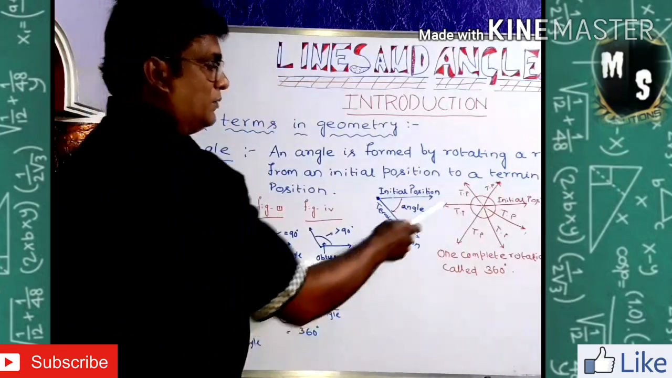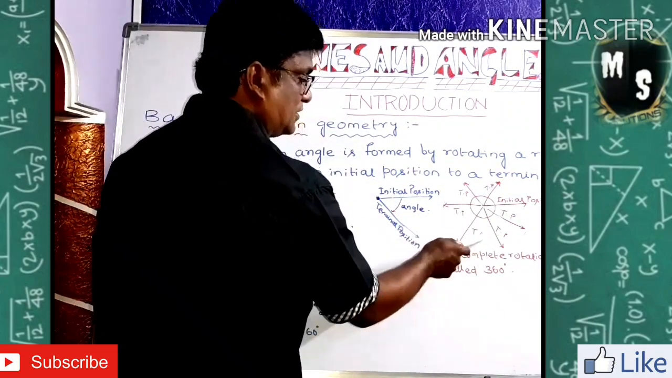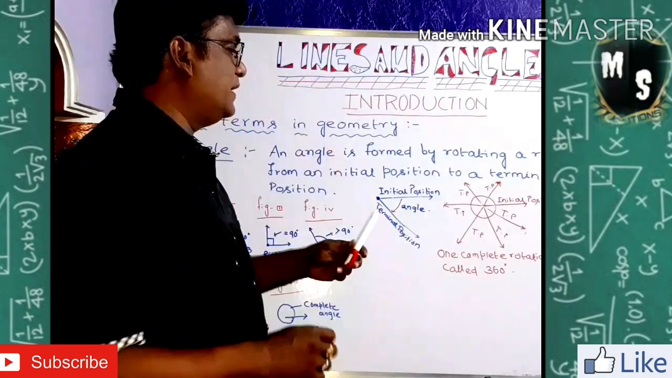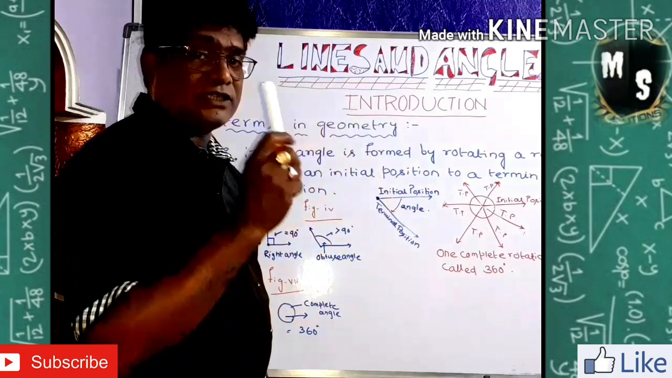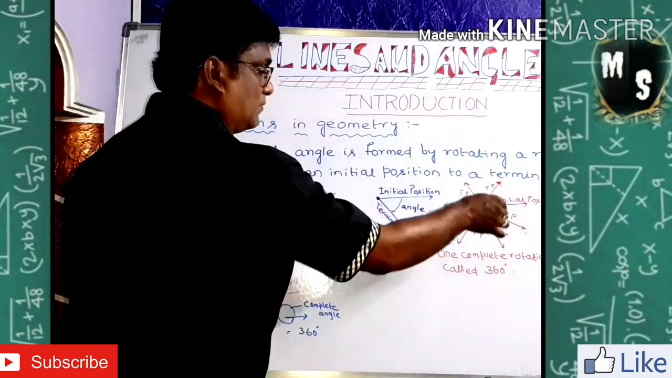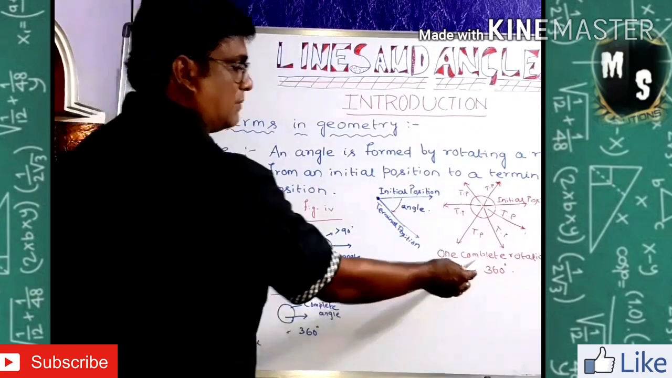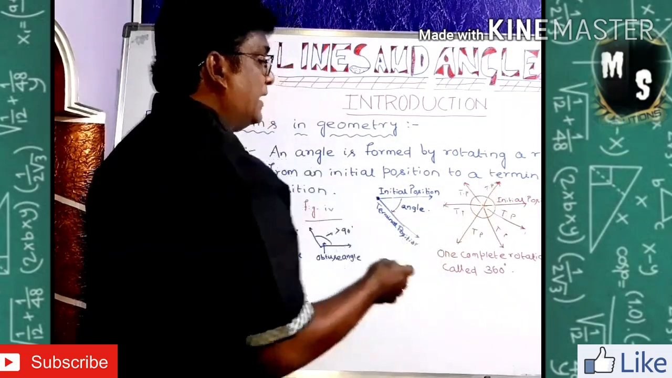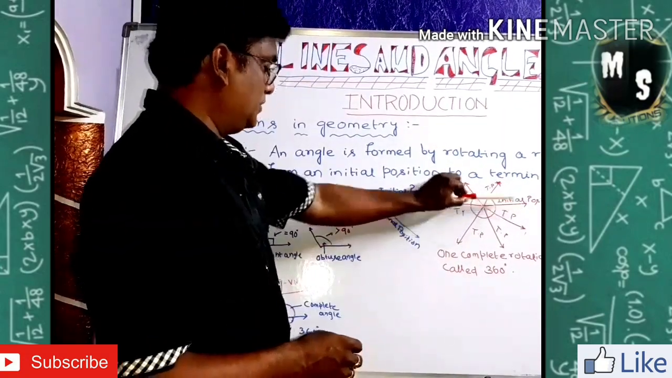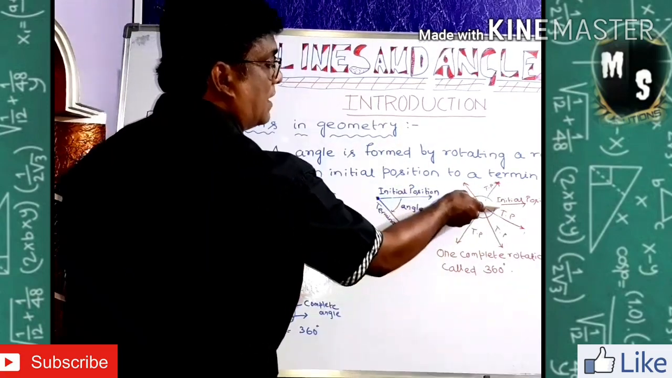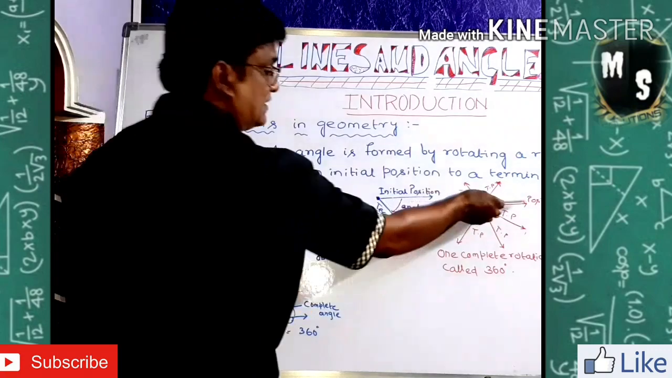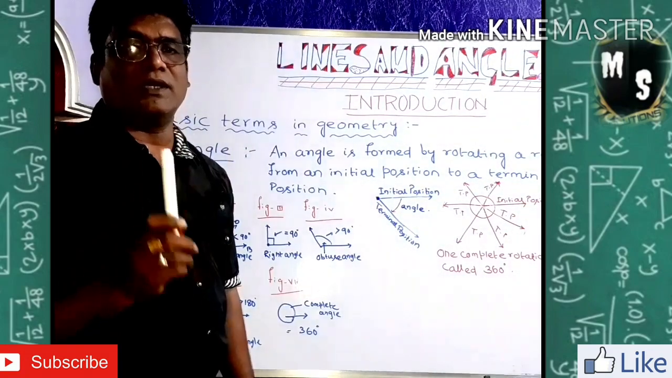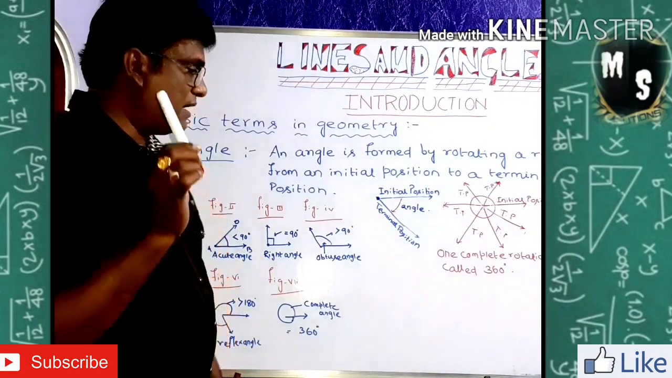Yes or no? So when it is at the initial position, here again, here it is the terminal position, terminal, terminal, terminal, and again coming to the initial. That means when it comes again to the initial, it is completing one rotation. So here I wrote: one complete rotation is called 360 degrees. That means the whole total rotation, when a ray starts from its initial position and comes back to the final position, is one complete rotation, and that rotation is called 360 degrees. I hope you understood it.